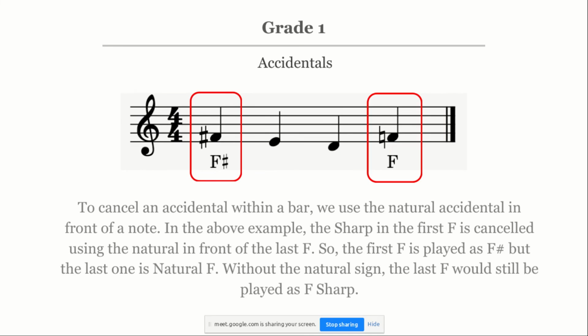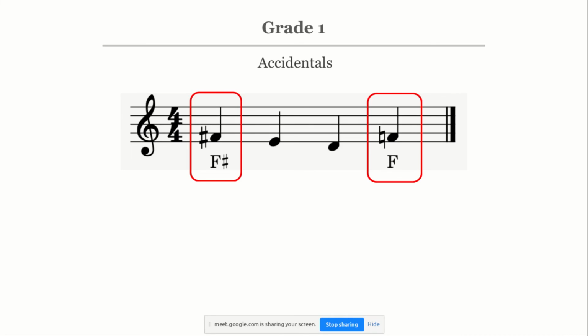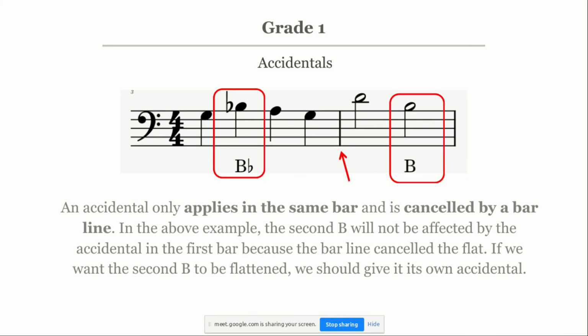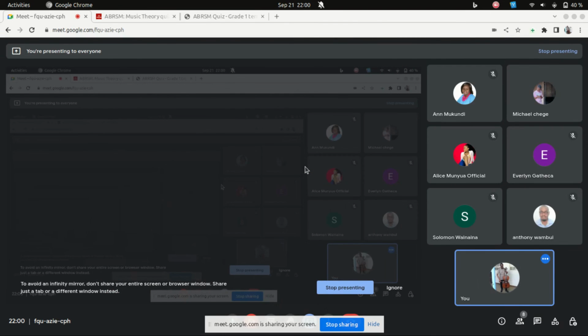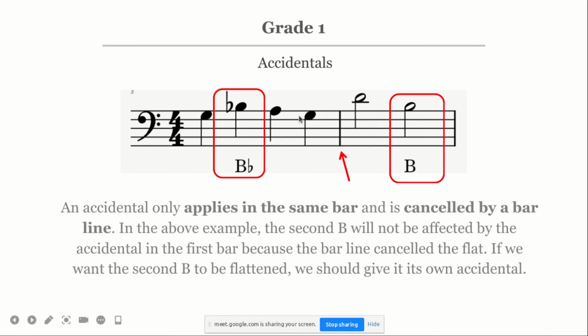Teacher, assuming that one is F major, the previous one, the one with the flat. Yes, this one. If, okay, we know that F major has a B flat, right? Yes, I'm getting you. So all the B's on that pitch should be B flat. All the B's will be B flat.